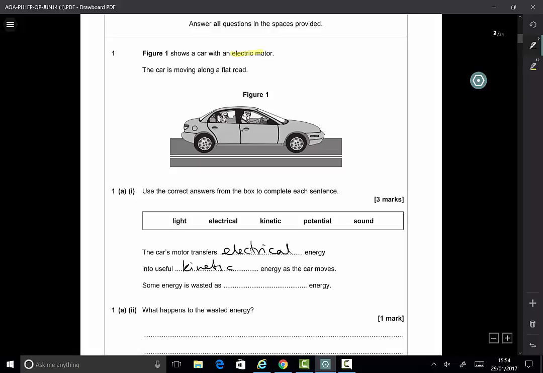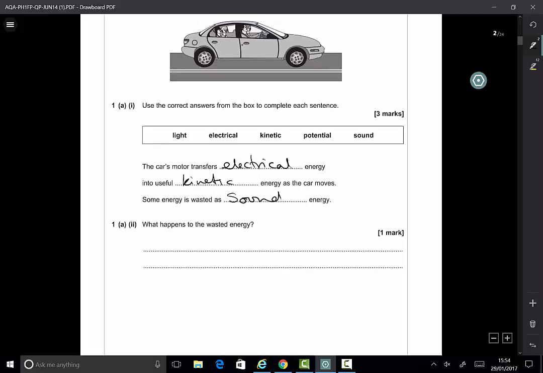Some energy is wasted as something energy. Okay, so when we've got waste energies, we'd normally be looking for thermal, but that isn't an option in this case. So the waste energy from this car, we're going to pick sound. What happens to this wasted energy? Same thing that happens to all wasted energy. It gets spread out or dissipated, if you want to use the fancy word, into the surroundings.